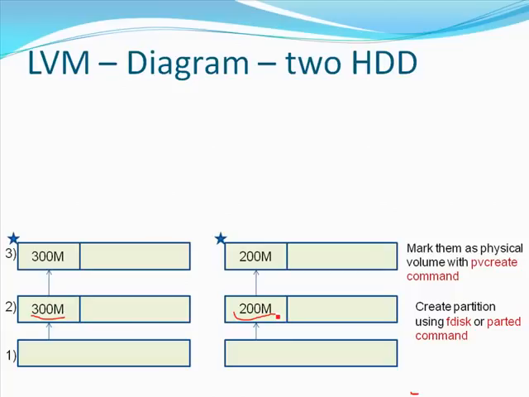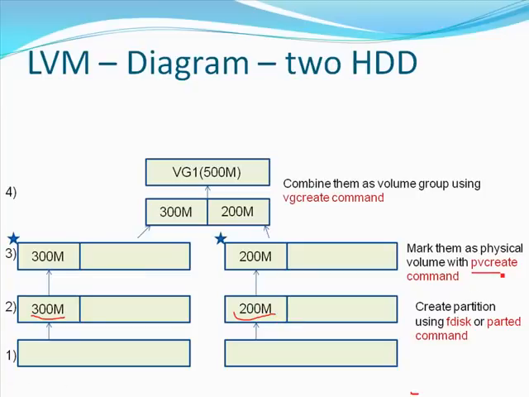Now I will mark these partitions as physical volumes using the pvcreate command. Now I will combine these two partitions into a volume group named VG1 using the vgcreate command. The size of this volume group will be 500 MB, that is the combination of these two.